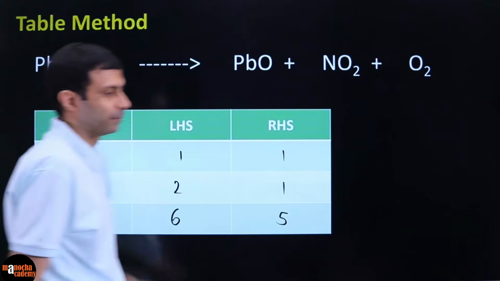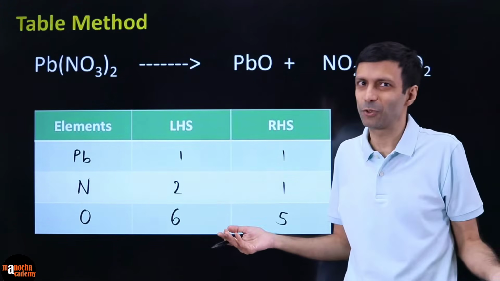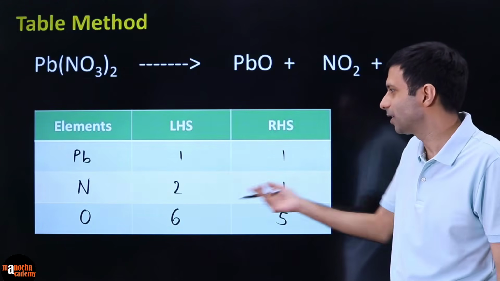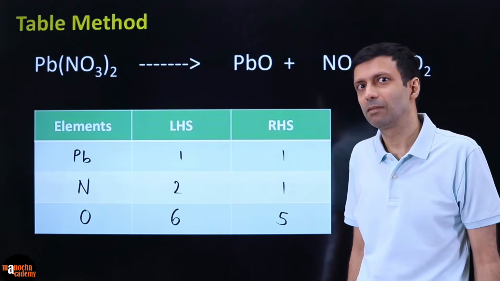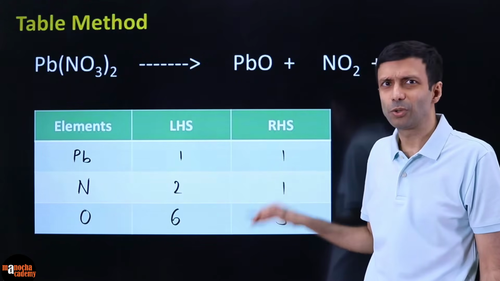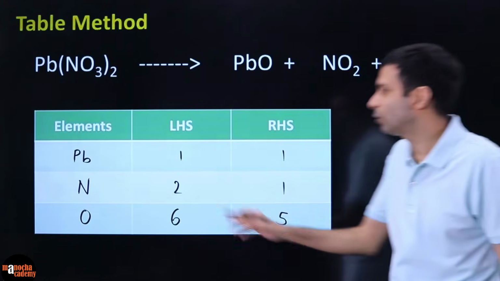So there's our table. Always check if everything is balanced in the table, then great news. You don't have to do anything. But clearly you can see only lead is balanced. These 2 guys are not balanced. Which element is easier to balance here? Clearly nitrogen looks easier to balance because oxygen is all over the place. So let's finish off nitrogen.